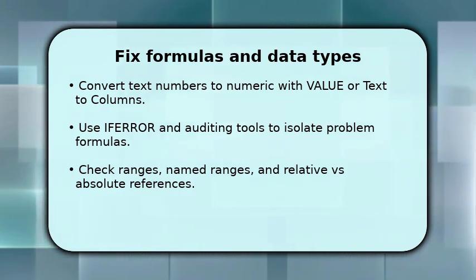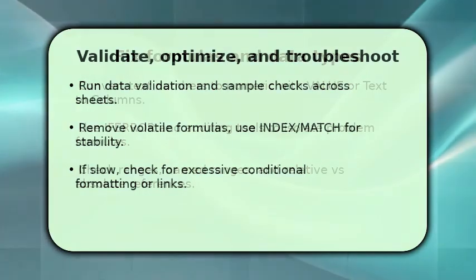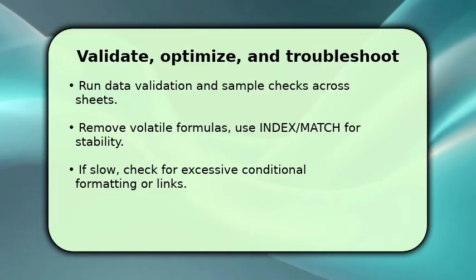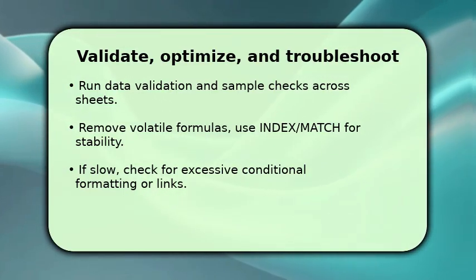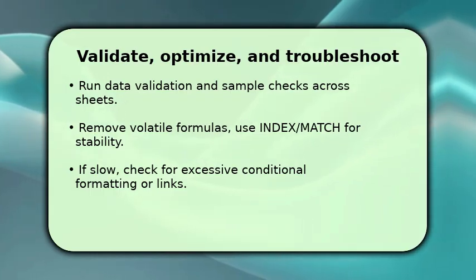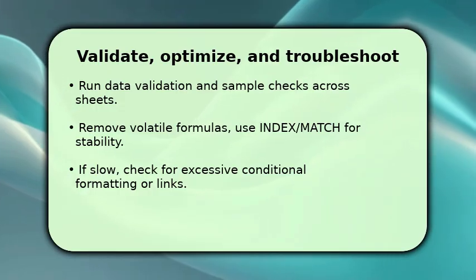You finish by validating and optimizing so errors don't return. Run data validation rules and spot-check critical totals to confirm accuracy. Use pivot tables or SUMPRODUCT to cross-verify. Replace volatile formulas with more stable approaches and prefer INDEX/MATCH over heavy VLOOKUP for reliability.